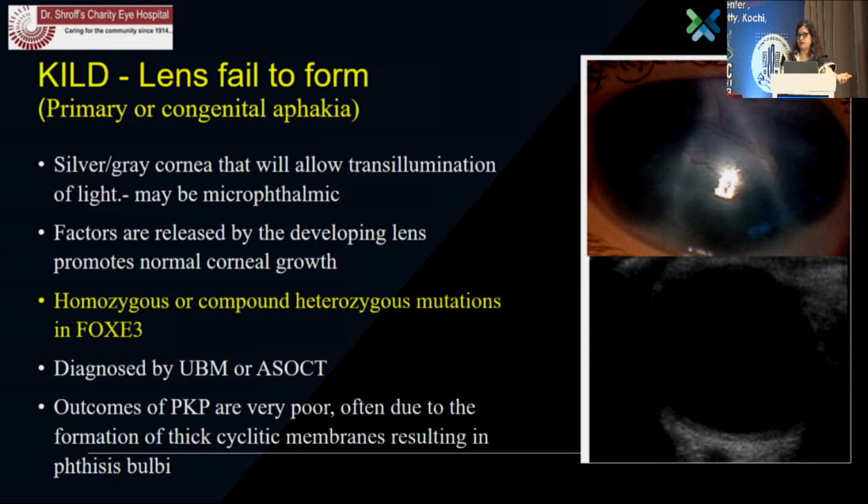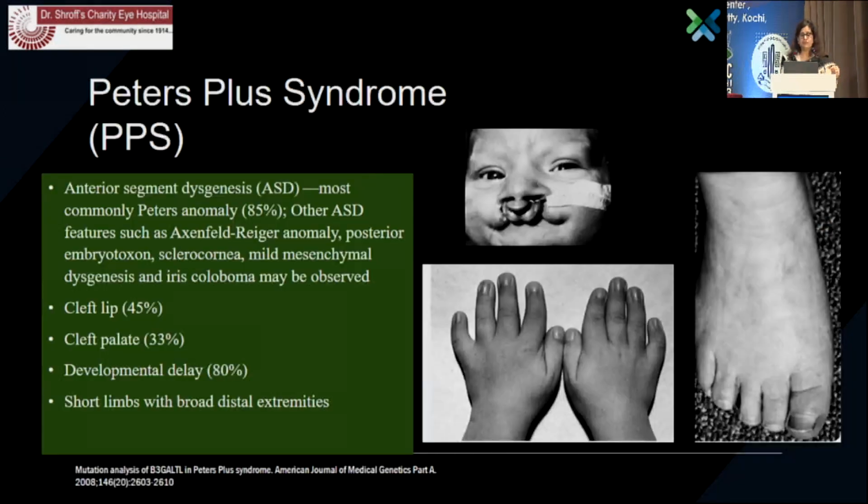So if the lens is not developed, the entire anterior segment structures go haywire. And the mutation is FOXE3 again, and again it is diagnosed with UBM. And one should be very careful in touching these eyes surgically because they can go into phthisis because of the formation of a thick cyclitic membrane. So it is always better to manage them conservatively or with very little intervention.